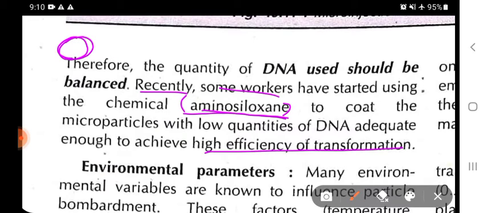That means even if we are applying a low amount of DNA, as we are using aminosiloxane, it may cause a high transformation rate. They allow each DNA to be introduced to the target plant cells or animal cells, whatever host cells we are using.